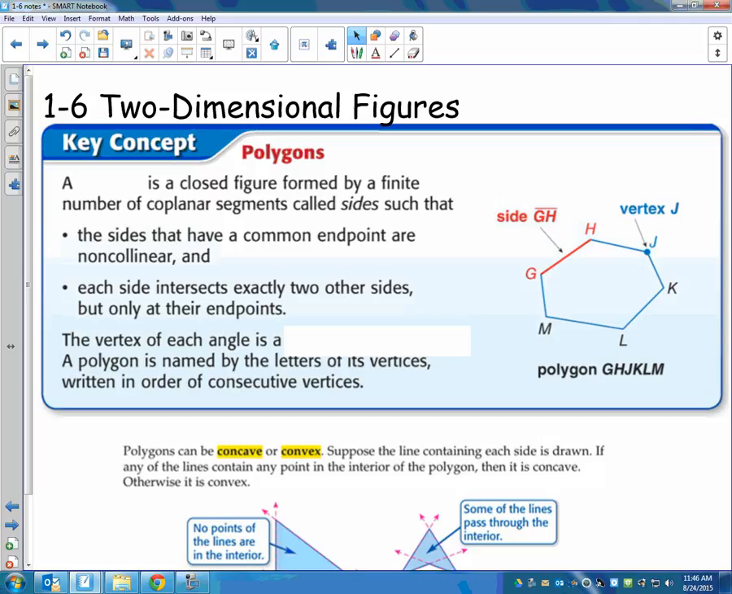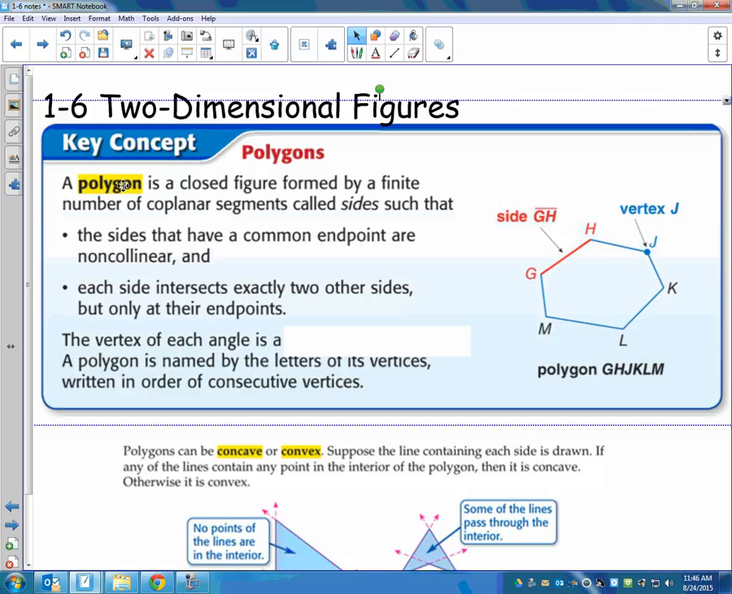Polygon is the next word that we're adding here. Chandler, you ready? Poly means many. In algebra, we talk about polynomials. In geometry, we talk about a polygon. Polygon.